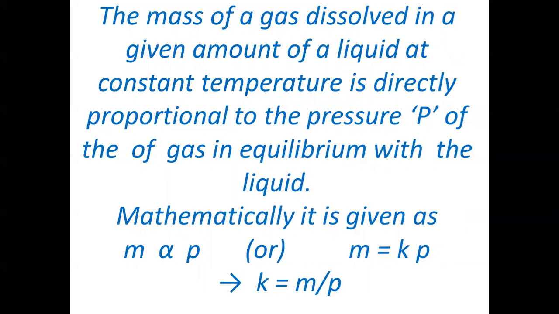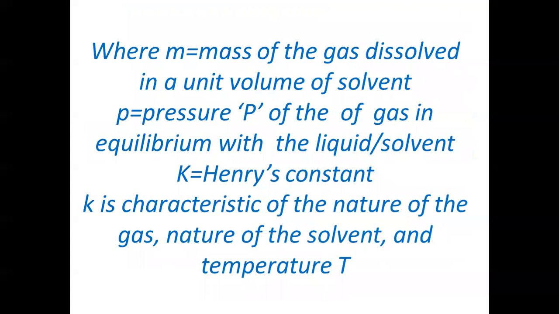Now we have to convert it into a mathematical expression. Because it is direct proportionality, M proportional to P, and the equation we get is M is equal to KP. Now what are M, P and K here? Here M is the mass of the gas which is dissolved, P is the pressure of the gas to which it is subjected, and K is a constant. This constant is called Henry's constant.